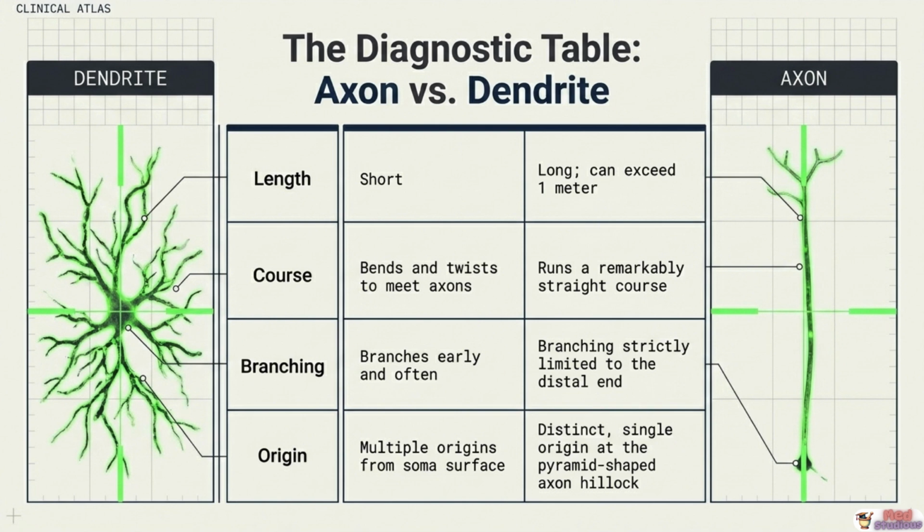Third, look at branching. Dendrites branch early and often, creating a massive, complex dendritic tree to maximize their receptive surface area. Axons typically do not branch until the very end, restricting their branching strictly to the distal terminal arbors. Finally, check the origin. A single neuron has multiple dendrites originating from various points on the soma surface, but it only ever has one distinct single axon originating specifically from the clear, pyramid-shaped axon hillock.